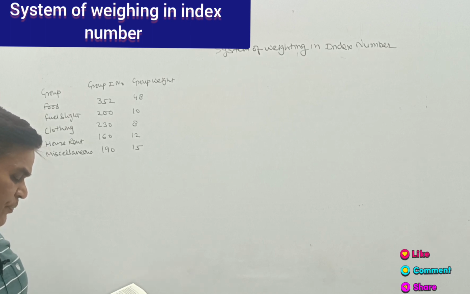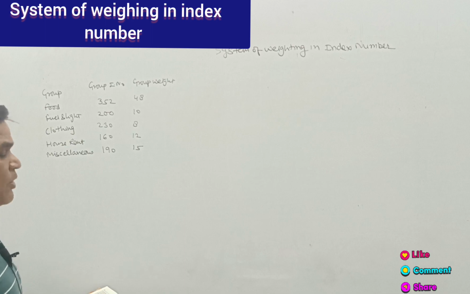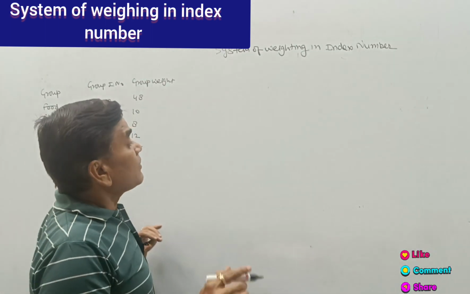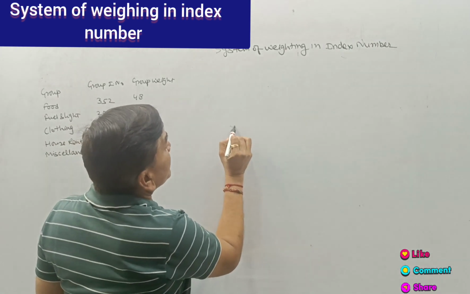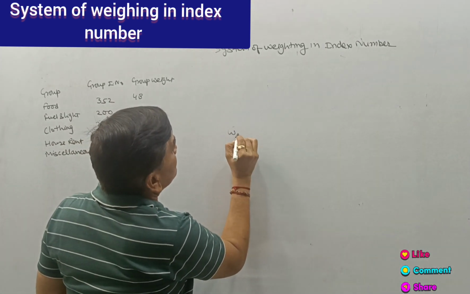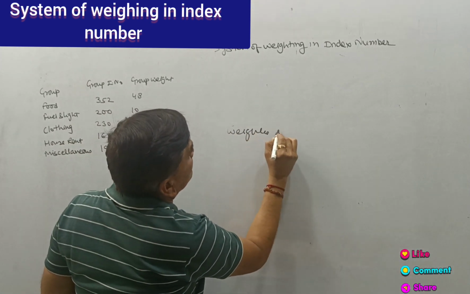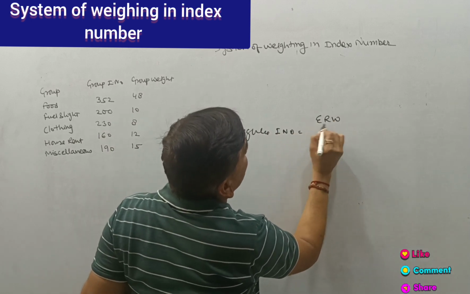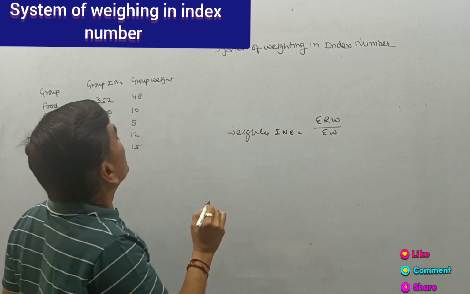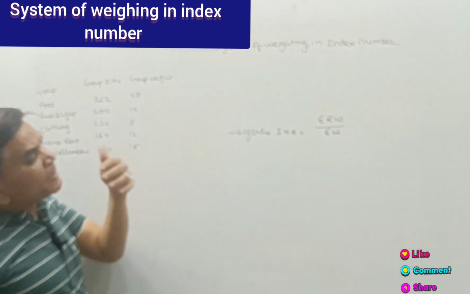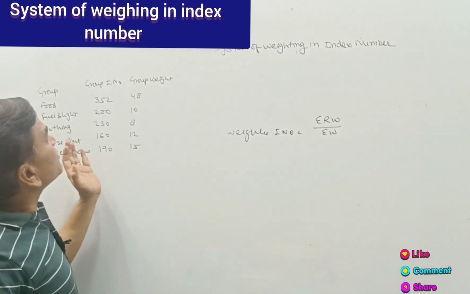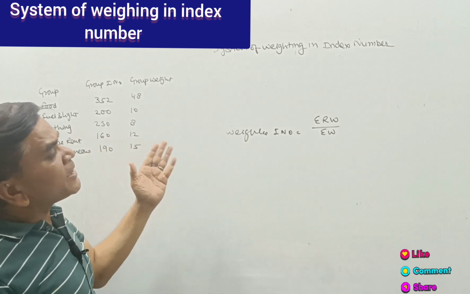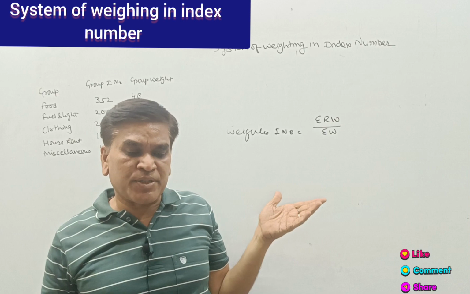For getting the weighted index number, the group index given is the value of R. The formula is sigma RW divided by sigma W. It's very simple: we just multiply the weight with the group index, and we get the weighted index number.